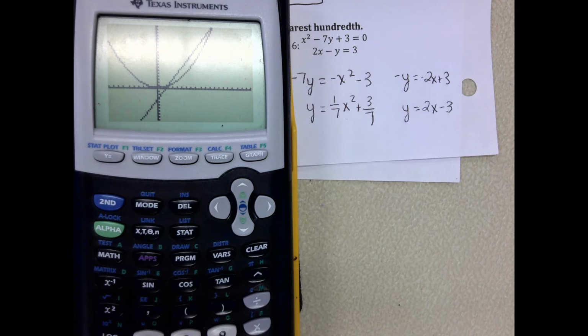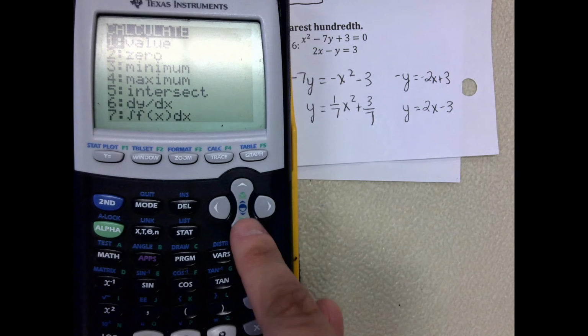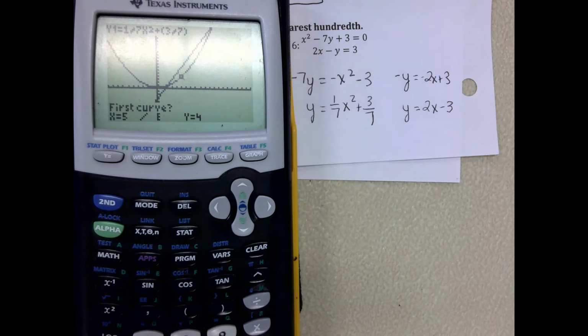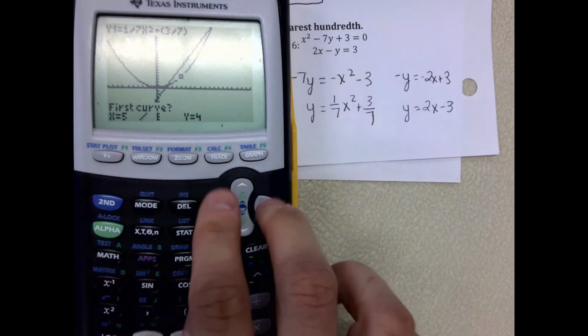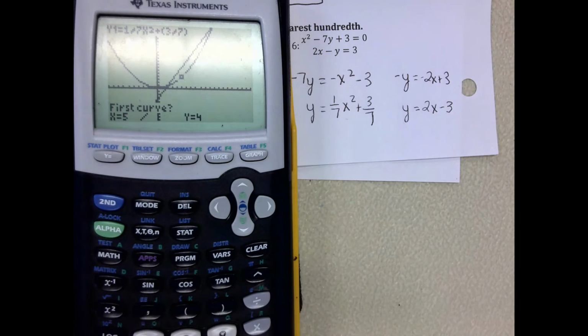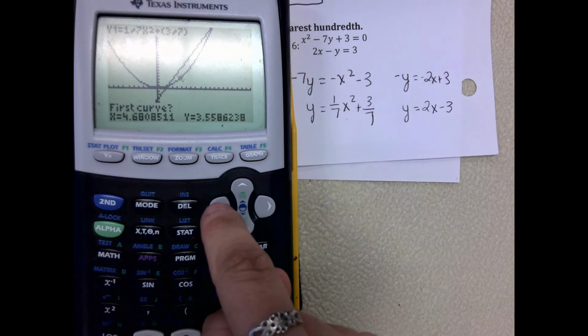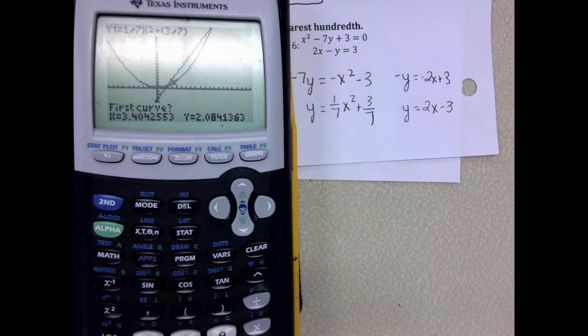So what happens is that we have to do this process twice. Once again, I'm going to press second and then trace, and then go to number 5 for intersect. Now, because there are two places, I need to place my cursor close to the intersection so I find the correct intersection. Remember, when you move your cursor, you can only use your left and right arrows. That is it. So I'm going to find the intersection at the lower area. I want to have my cursor close to it so the calculator knows I need to find that intersection point instead of the other.